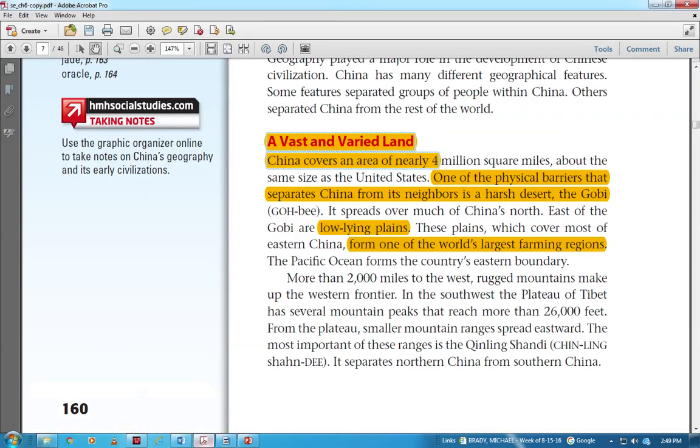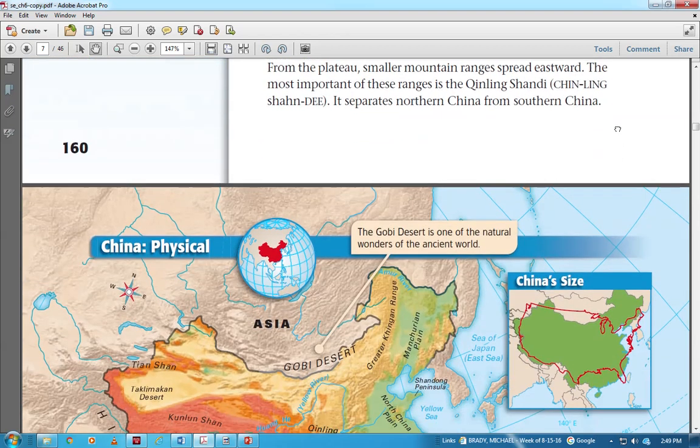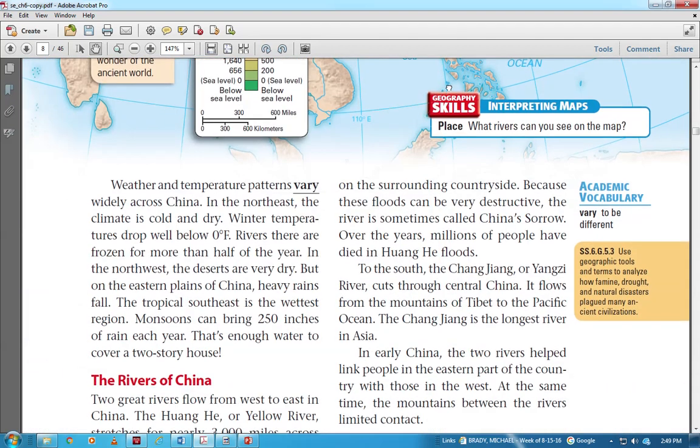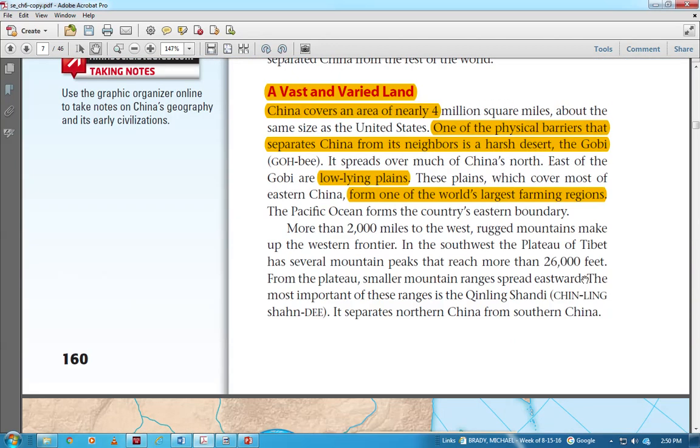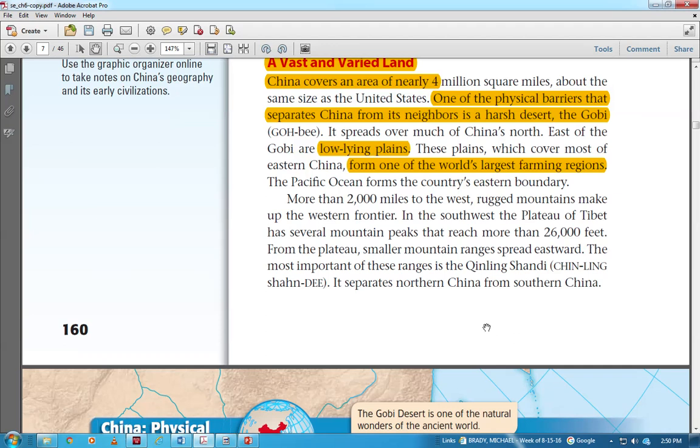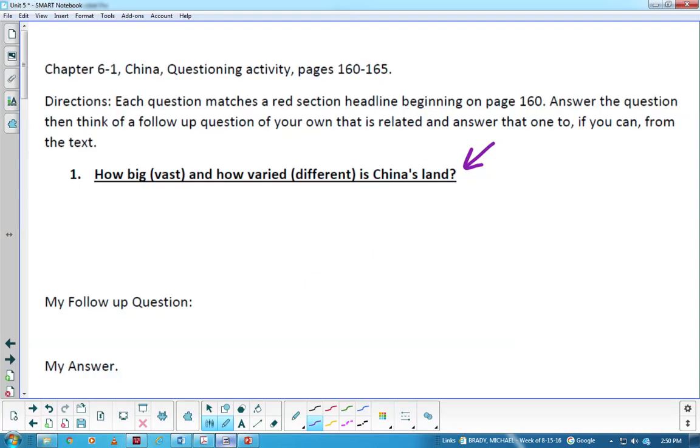Now if you read through the vast and varied land section, you can answer that. And there are many ways that you can answer that. The land was so big that they had many different landforms. They had many different climates. There were many rivers. There were mountain ranges. However you choose to answer, I'll give you a second here, pause the tape, and fill in an answer on your paper. I'll fill one in too. Go ahead and pause.